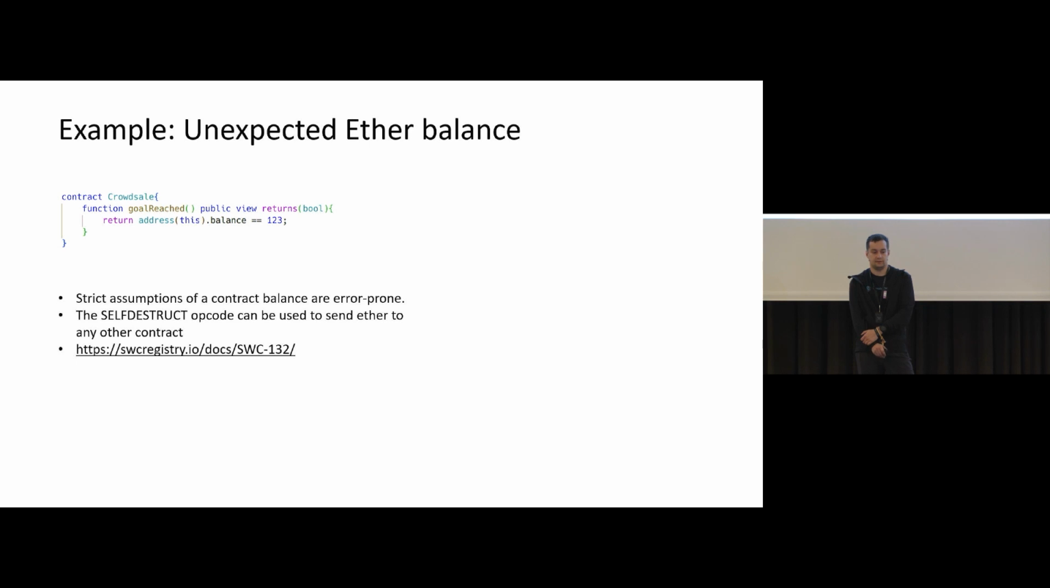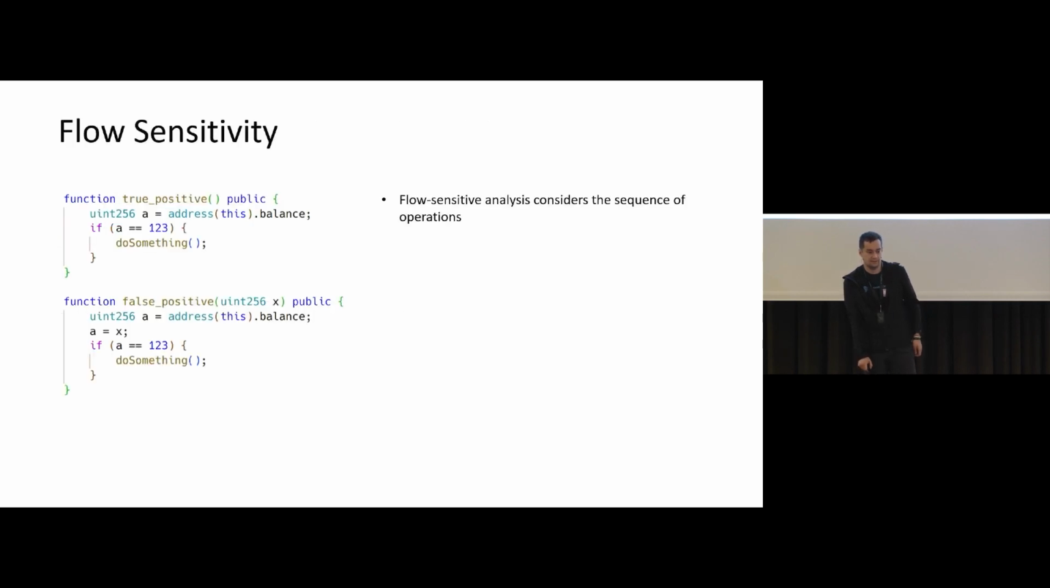But let's, with this simple pattern that strict equality with balance is bad, take a look at what can be done for analyzing with precision, right? And one thing is called flow sensitivity, right? A flow-sensitive analysis considers the sequence of operations, right? So we have two functions, one called true positive. This is something that we want to detect. And there we're storing the balance to variable A, and then we're strictly comparing it, right? So we want to report this comparison as a bug, right?